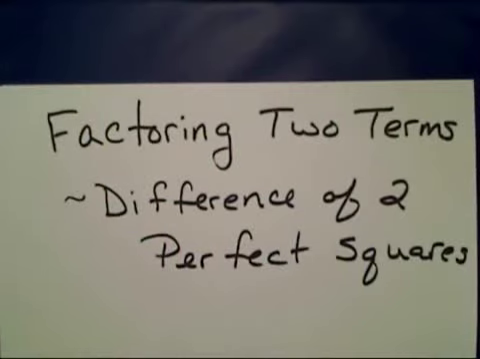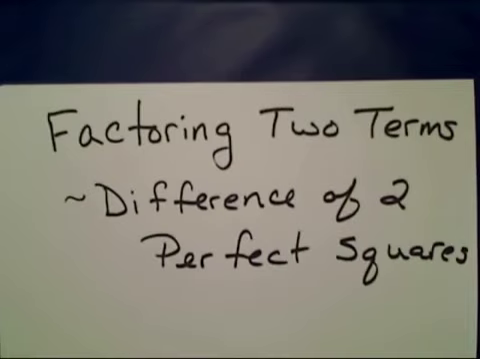To factor, I always start off by looking for the greatest common factor. After that, I count how many terms I have. If I have 2 terms, I'm always looking for the difference of 2 perfect squares. Now, in order to know what I'm looking for, I need to know what those words mean.